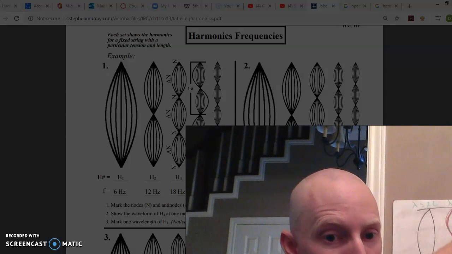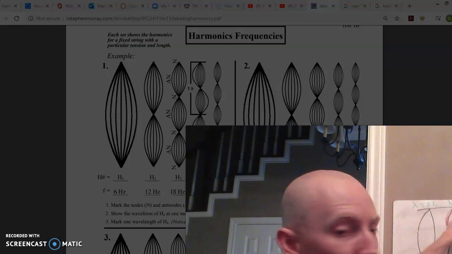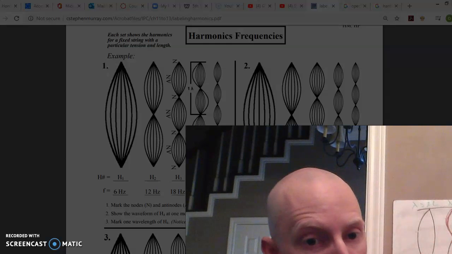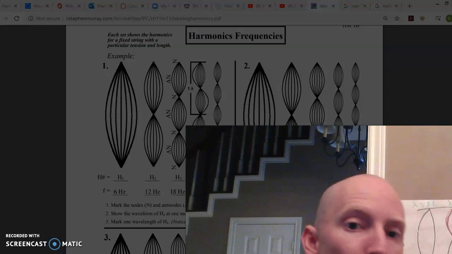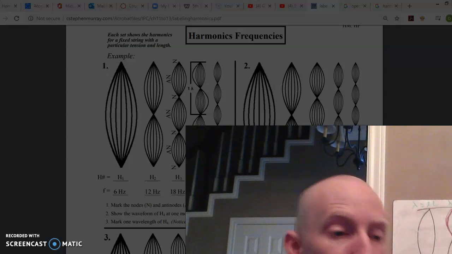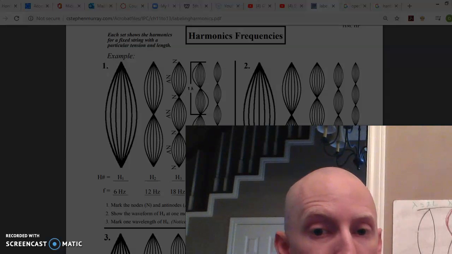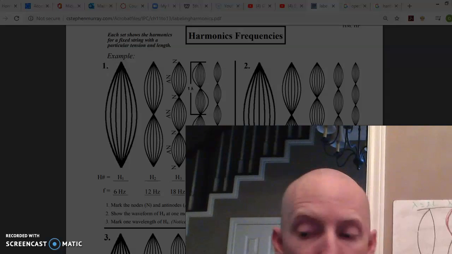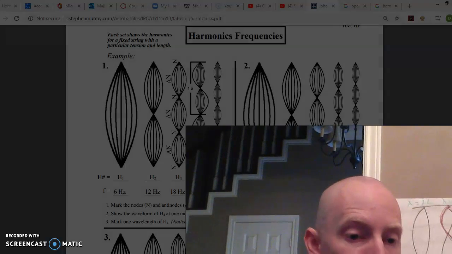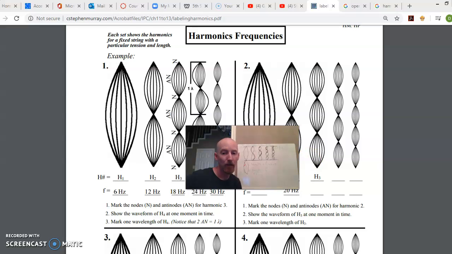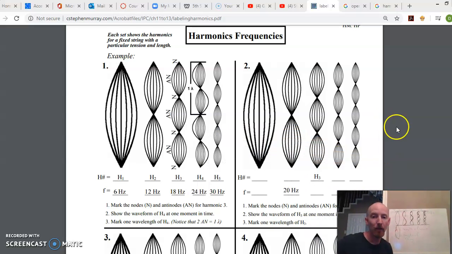So L is the length of your string. Lambda is the length of the wave. Some questions will ask you to find lambda. Some questions will ask you to find L. And so that is the math here. Let me see if I can switch this back to... all right. So that's how this works.